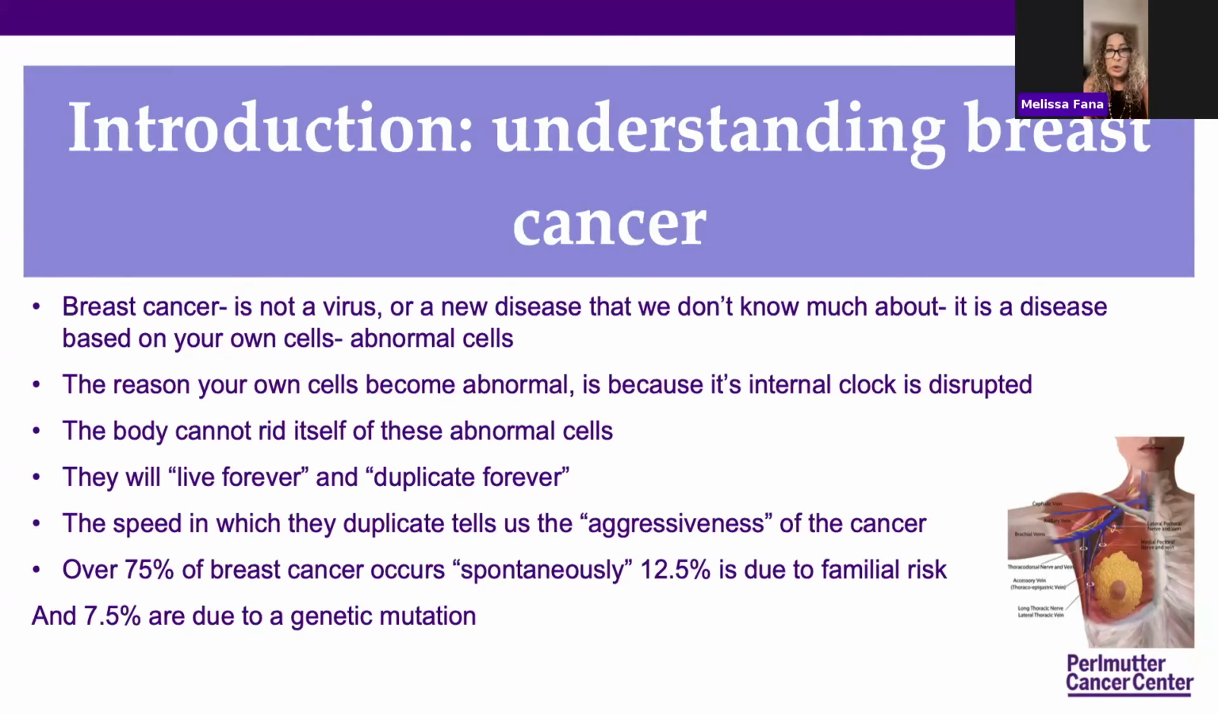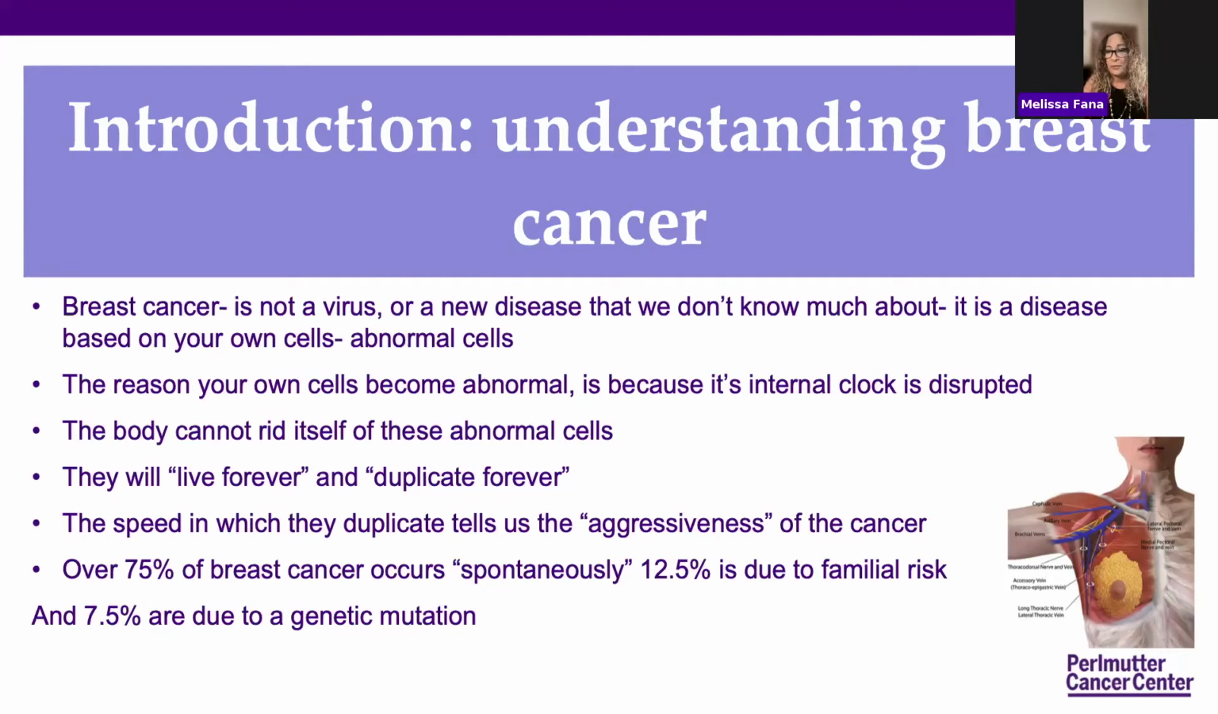The body usually gets rid of abnormal cells, but something happens within our body and those cells are not rid. Essentially, two things happen to them. They can live forever and they can have babies forever. I always explain that to my patients. They could duplicate forever. The speed in which they're duplicating tells us the aggressiveness of the cancer.